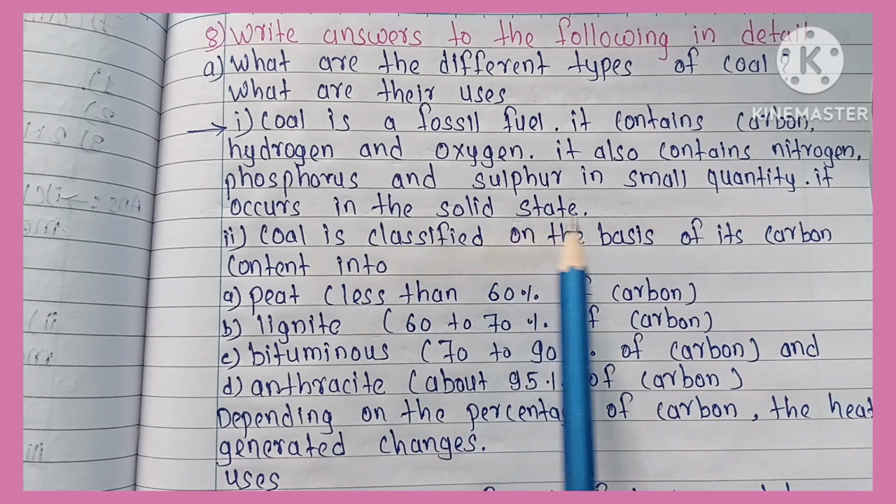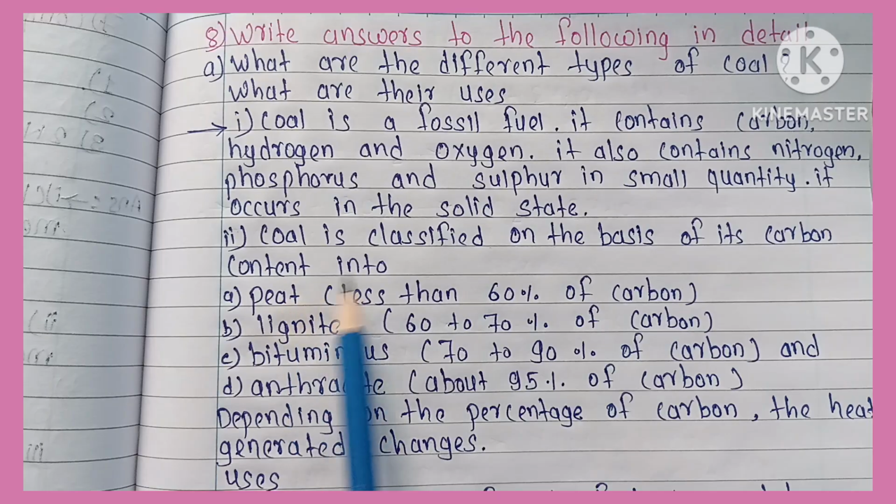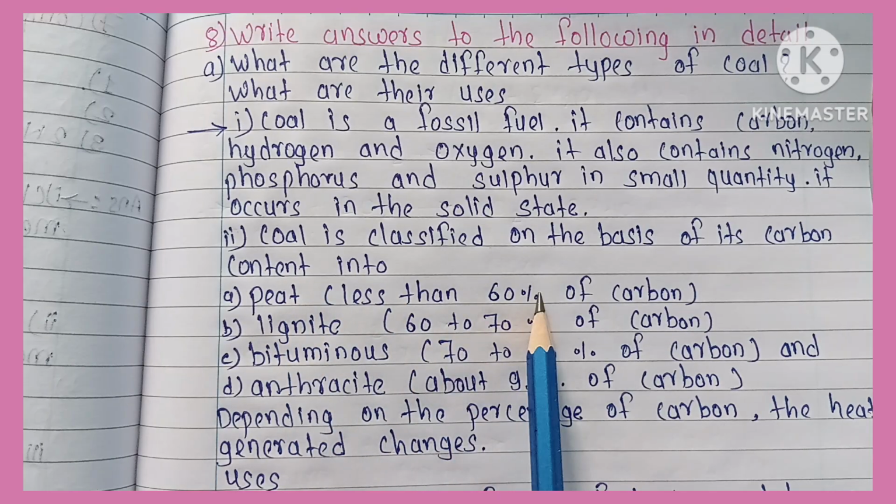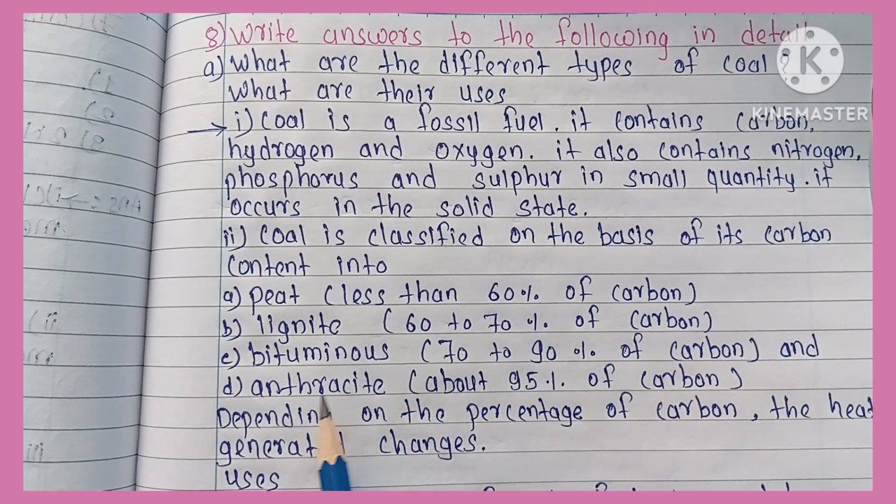It occurs in the solid state. Coal is classified on the basis of its carbon content into peat, less than 60% of carbon; lignite, 60 to 70% of carbon; bituminous, 70 to 90% of carbon; and anthracite, about 95% of carbon. Depending on the percentage of carbon, the heat generated changes.